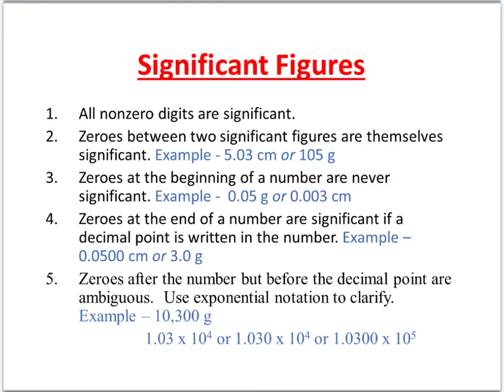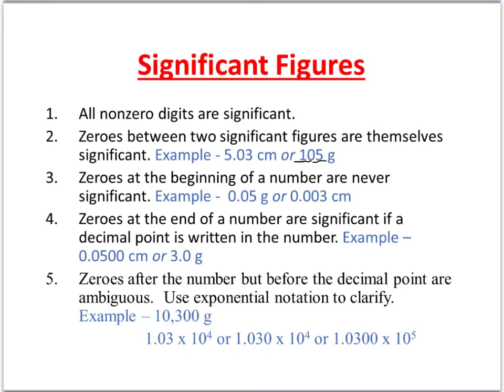The first is that all non-zero digits are significant. So anything that's 1, 2, 3, 4, 5, 6, 7, 8, or 9 is significant. Also, zeros between two significant figures are themselves significant. So here we have 105 grams. We have a 1, we have a 5, and there's a 0 in between. It is significant because it is held captive by two significant figures.